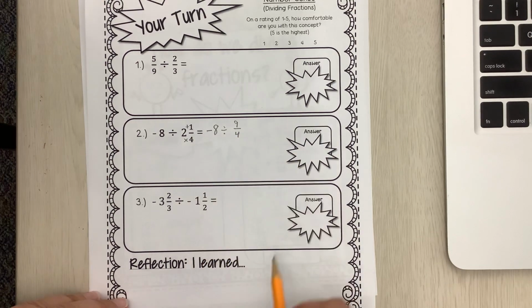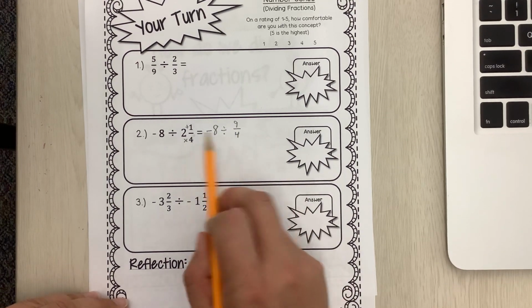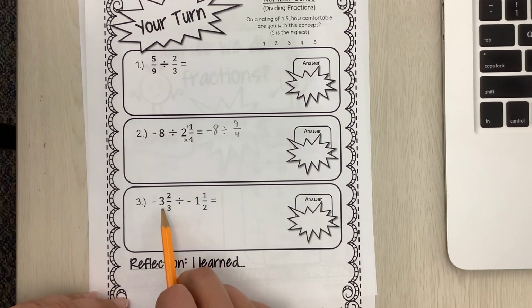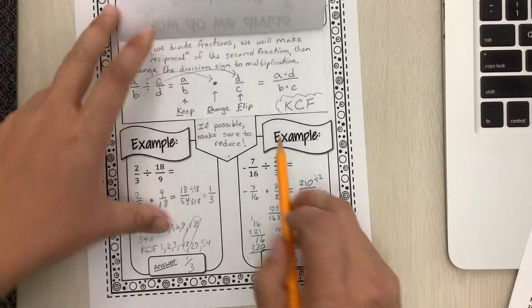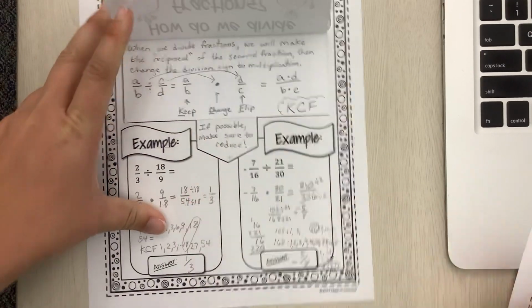Keep, change, flip. Don't forget to do that. You're not done just by changing this to an improper fraction. Then you need to do the same thing down here, change both of these to improper fractions, and then do your keep, change, flip. Okay? Good luck.